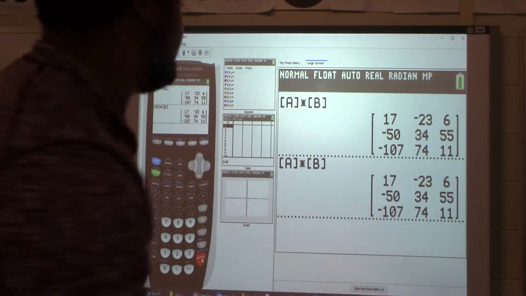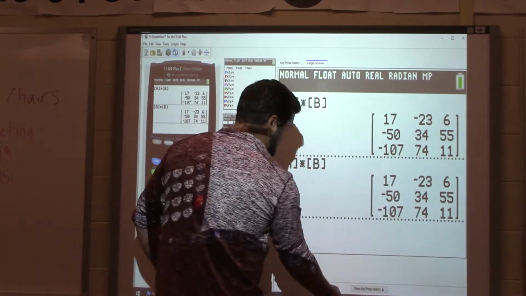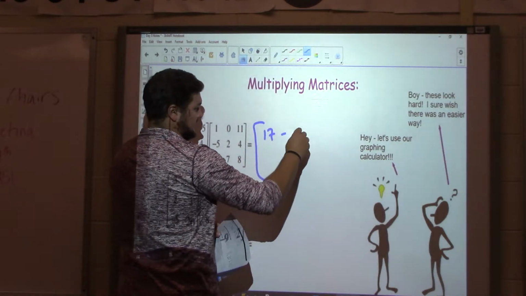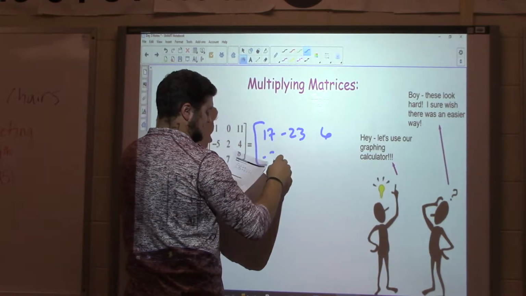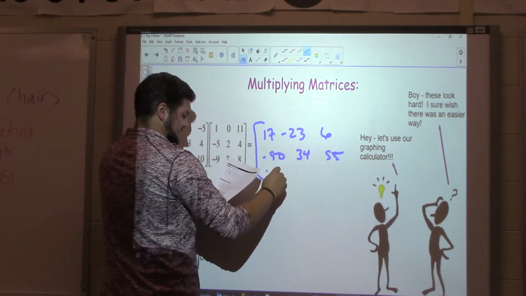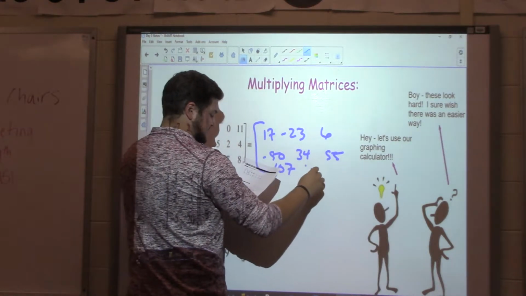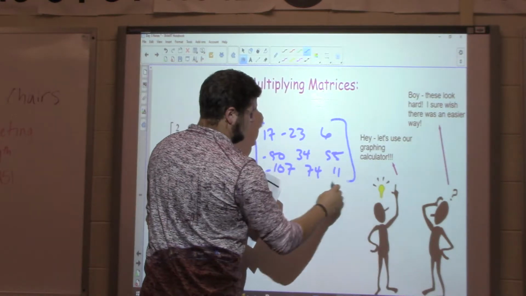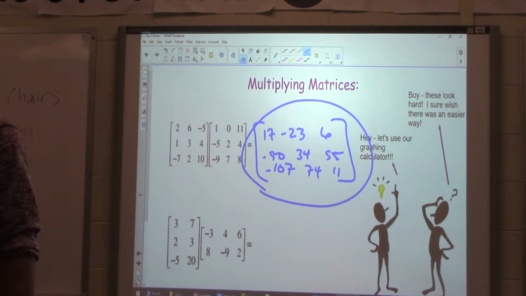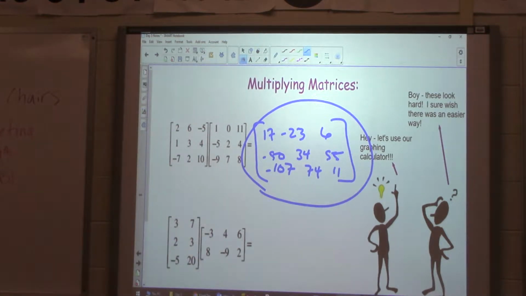So what we do then is write your answer down on your paper. So what did it come out to? 17, negative 23, 6, negative 50, 34, 55, negative 107, 74, 11. Circle it. That's it. If you're going to do it in your calculator, it's your answer. You don't need to show all that work doing it by hand, doing the dot product, things like that. Okay? Does that make sense?